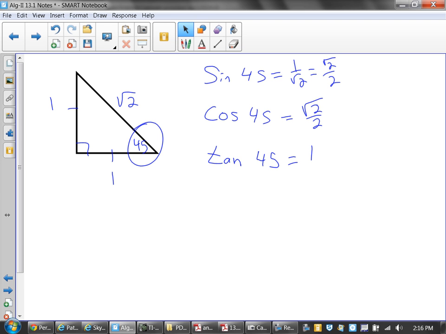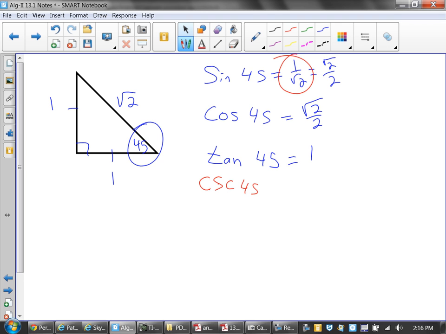Now, let's look at the inverses. The inverse of sine is cosecant. So my cosecant of 45 is the inverse of that. What's the inverse of 1 over root 2? Root 2 over 1. Do you have to put it over 1? Nope, not if you don't want it. Secant of 45 is also root 2. And what would the cotangent be? What's the inverse of 1? 1.